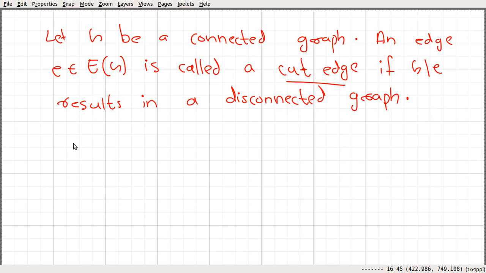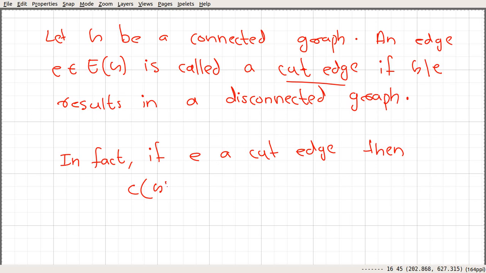Okay, and as I said, if e is a cut edge, then the number of connected components in G minus e will be equal to the number of connected components in the original graph G plus 1. So deleting a cut edge will only increase the number of connected components by 1.